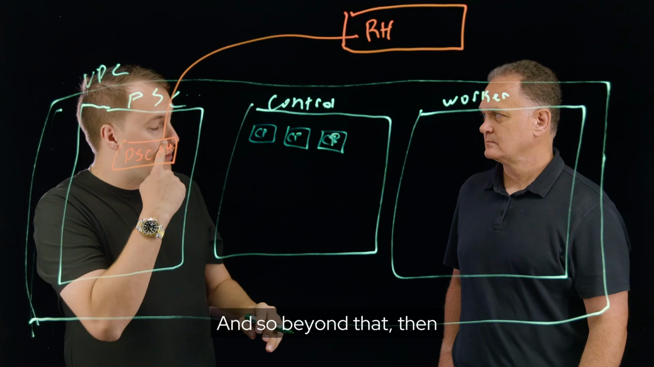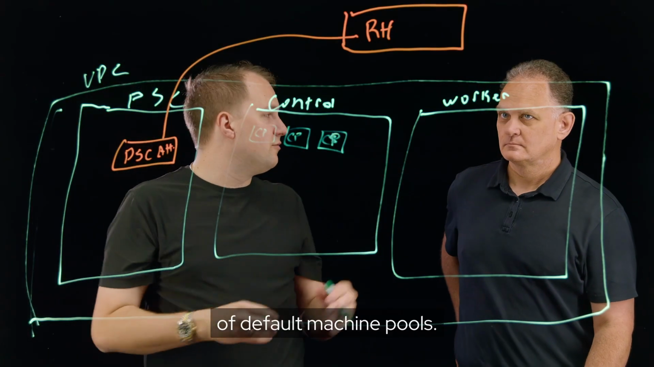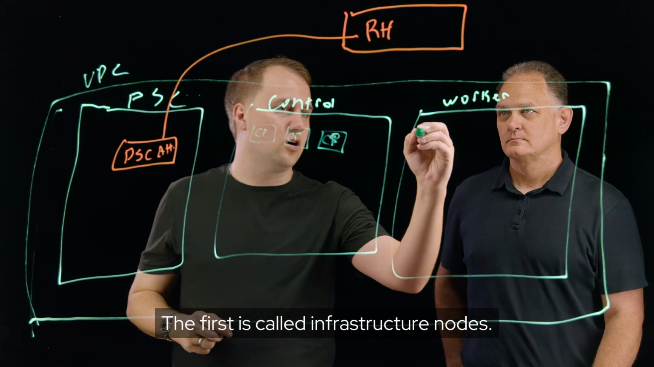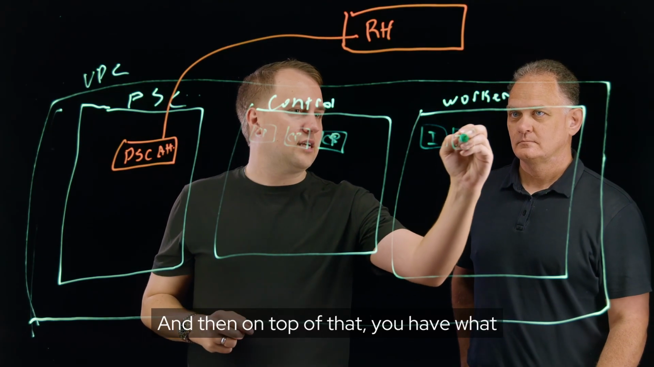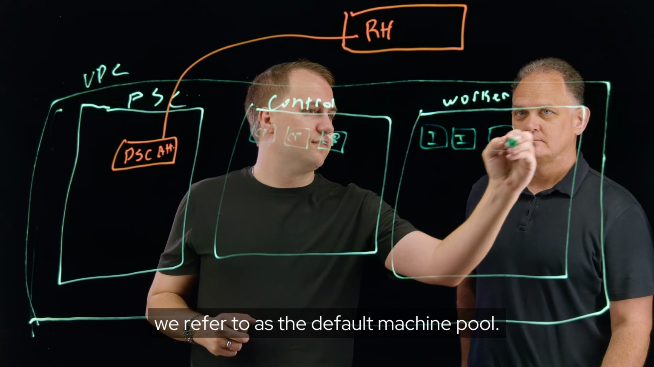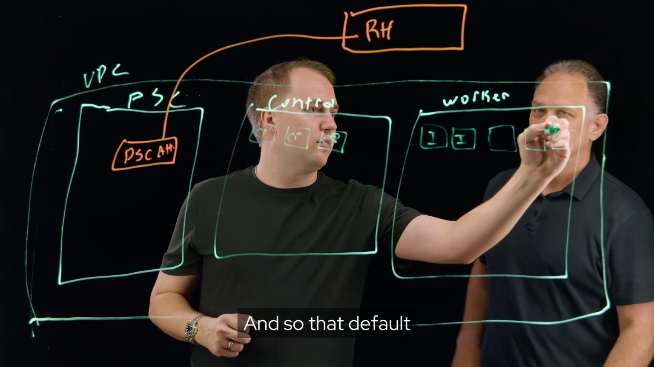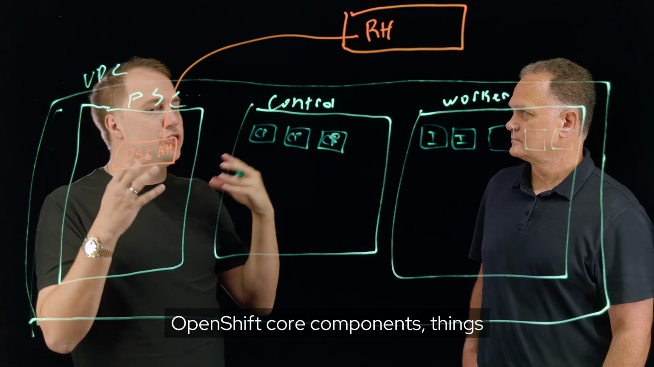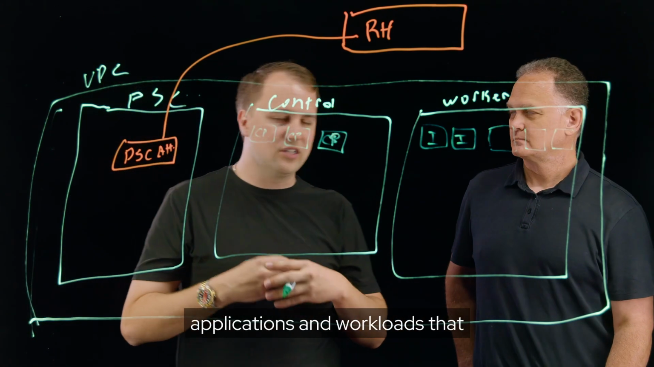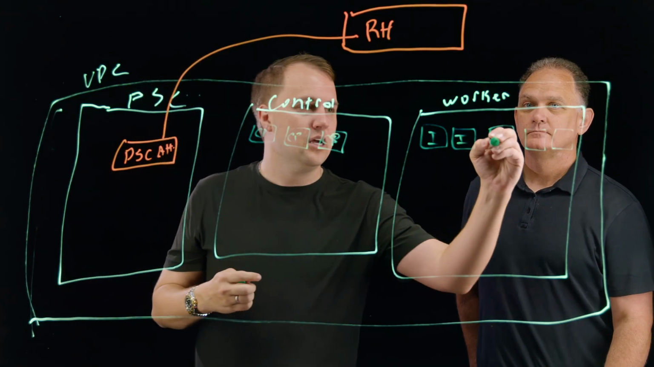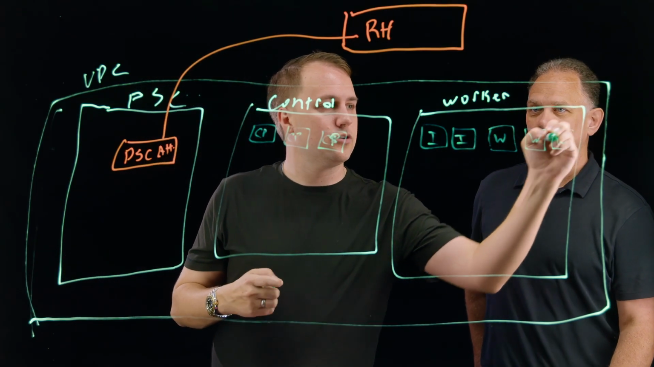right? And so beyond that, then we have 2 different sets of default machine pools. The first is called infrastructure nodes. So you can have 2 or 3 of those. And then on top of that, you have what we refer to as the default machine pool. And so that default machine pool is great for things like running the OpenShift core components, things like the default applications and workloads that are really general purpose focused. So in those, we'll call them just workers.